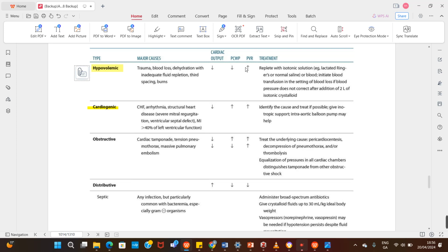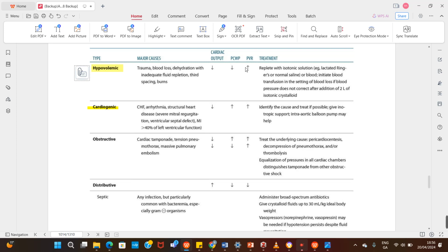Because of this failure of relaxation in diastole, you don't have enough ventricular filling, right? Cardiac output is going to drop. The reflex mechanism is going to kick in, and the systemic vascular resistance is going to go up. MVO2 is going to go down too because of the drop in cardiac output.